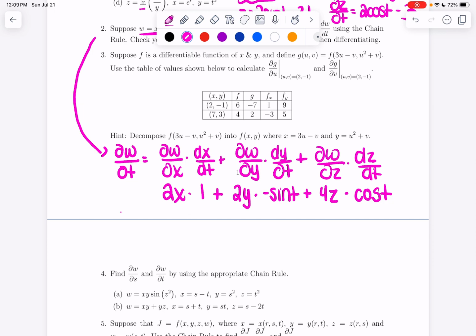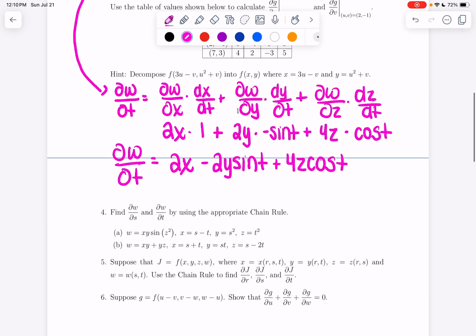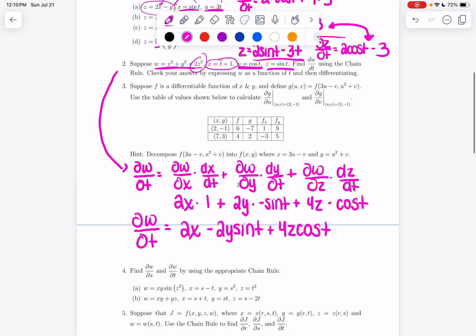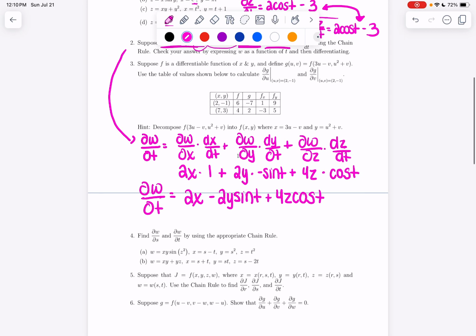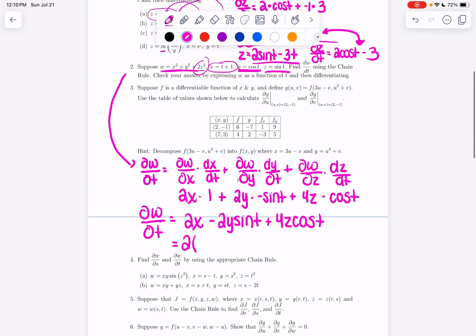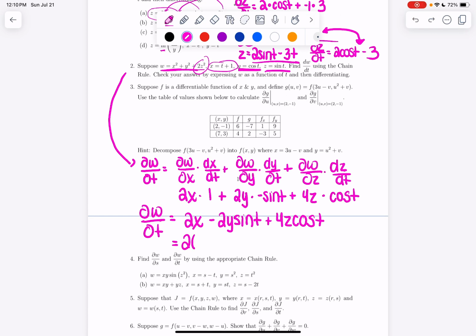Then simplifying that, you get dw over dt, which equals 2x minus 2y sine of t plus 4z cosine of t. But remember, we want everything in terms of t, so we can replace x, y, and z with their expressions in t. So your final answer would be this: 2 times x, which was t plus 1, so 2(t plus 1), minus 2, y was cosine, so cosine of t, sine of t.